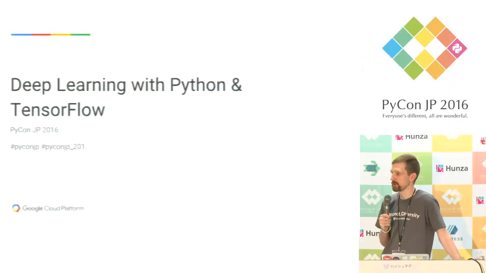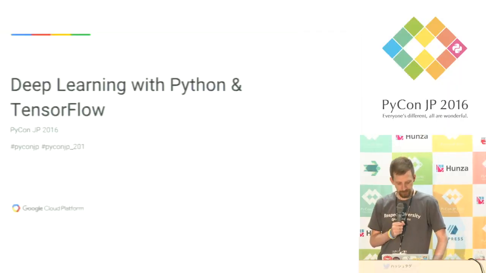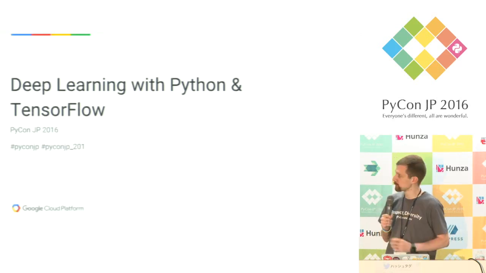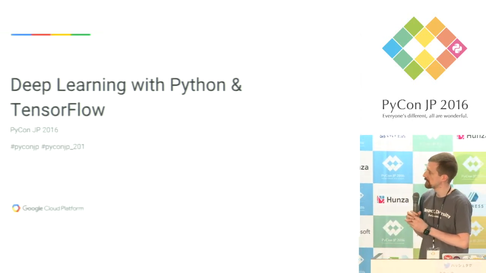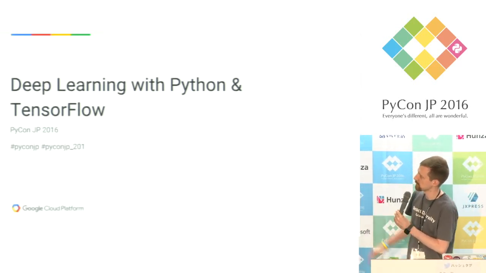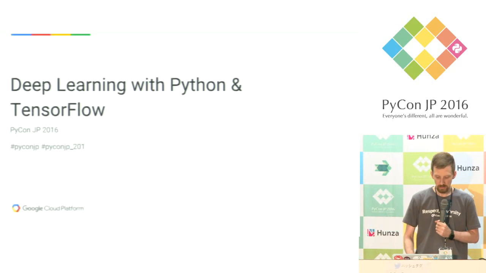I'm going to be talking about deep learning with Python and TensorFlow. So this is room 201, so if you're going to be tweeting and that sort of thing, then you should probably use the underscore PyConJP underscore 201 hashtag.